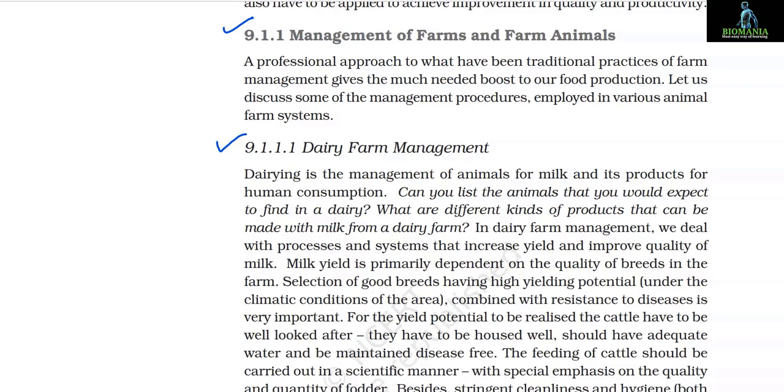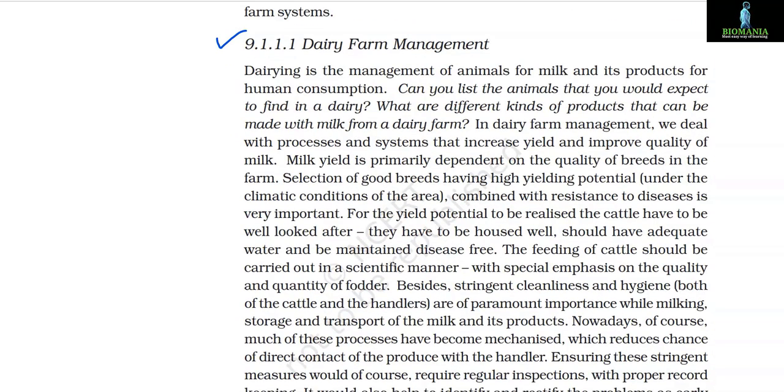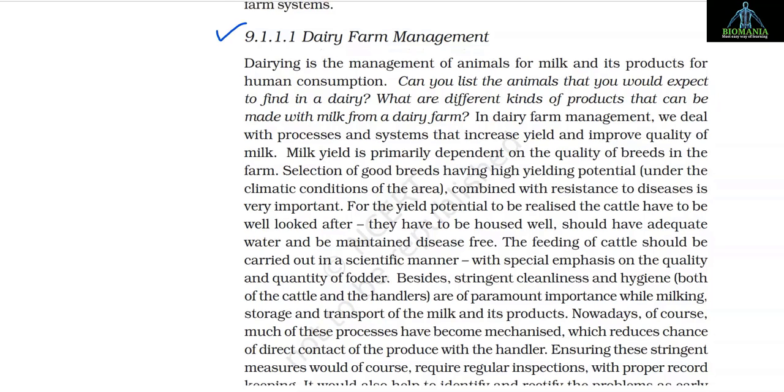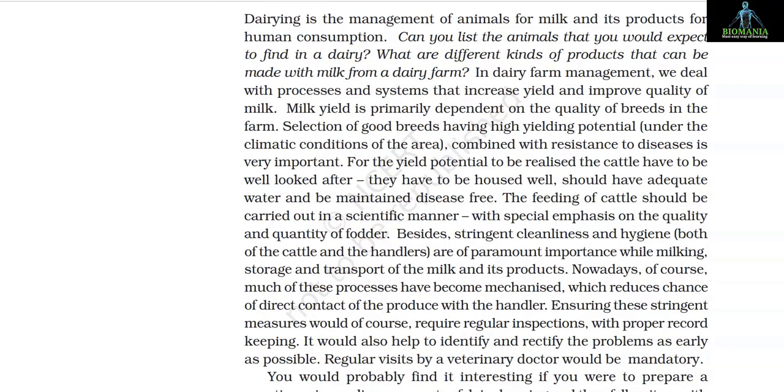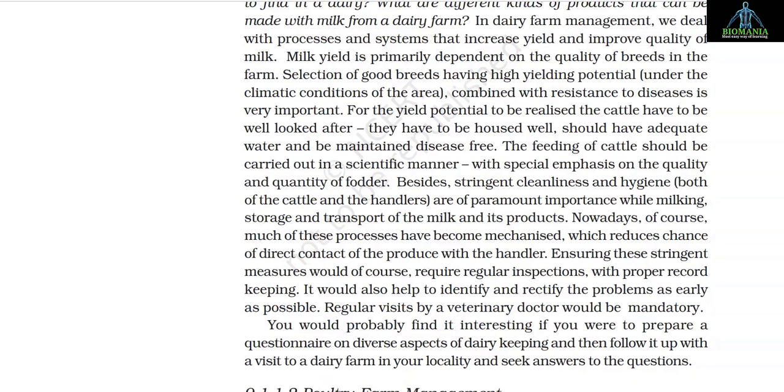9.1.1.1 Dairy Farm Management. Dairying is the management of animals for milk and its products for human consumption. Can you list the animals that you would expect to find in a dairy? What are different kinds of products that can be made with milk from a dairy farm? In dairy farm management, we deal with the process and systems that increase yield and improve quality of milk. Milk yield is primarily dependent on the quality of breeds in the farm. Selection of good breeds having high yielding potential combined with resistance to diseases is very important.